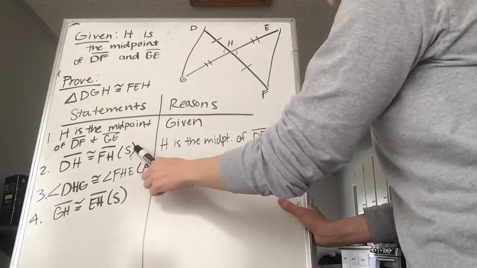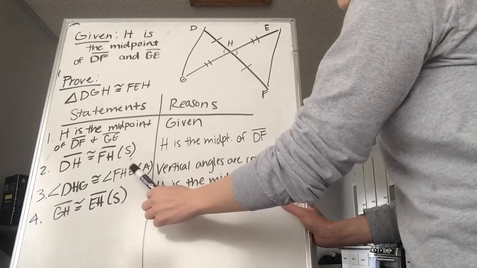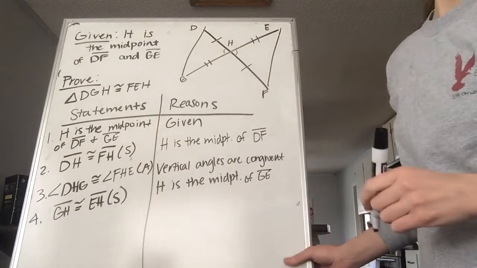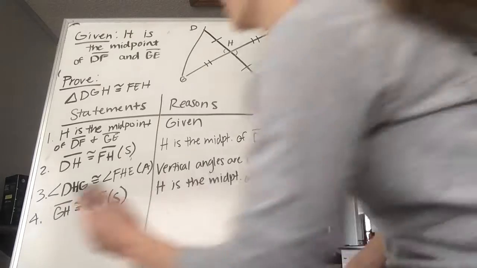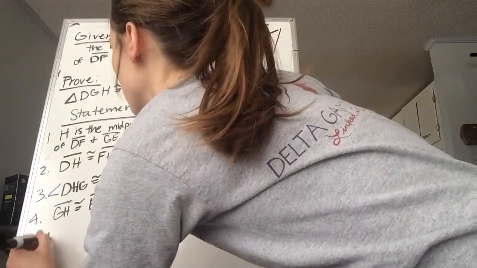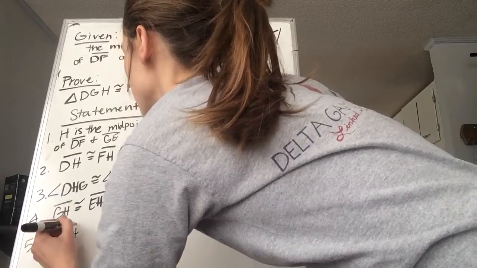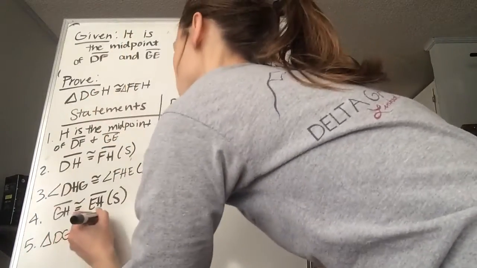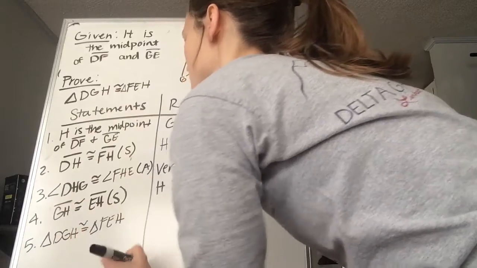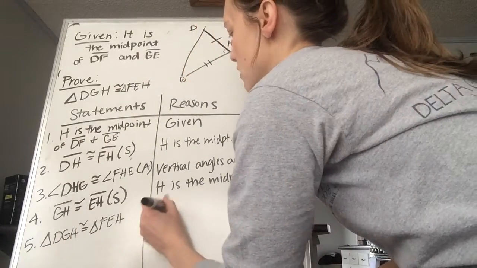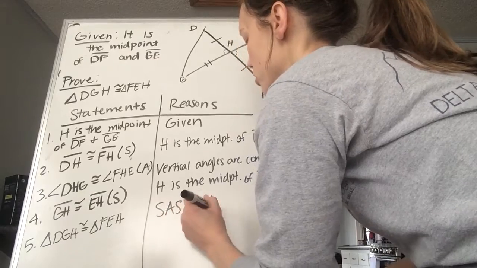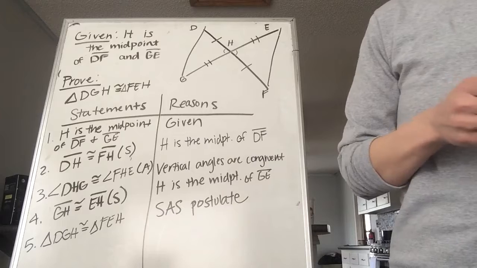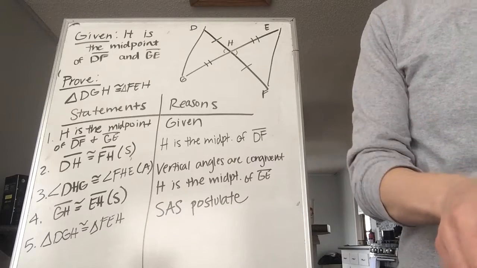So now we've established our sides are congruent, the angle is congruent because it's vertical angles, and then the other side is congruent. So we have established that triangle DGH is congruent to triangle FEH. And that is through our side angle side postulate. Okay, so that shows all of that one.